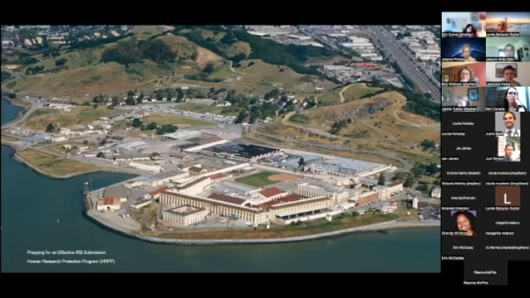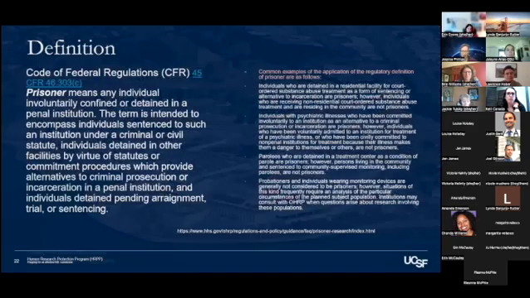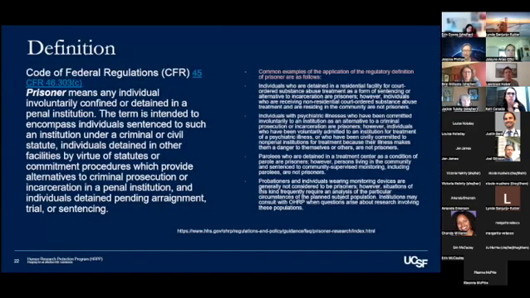So this is our local prison, San Quentin, and some prime real estate on the San Francisco Bay. And then this is heavy. It's a lot of information in one slide, but we'll go over it in a little more detail, so that way you have it and the link to find it. Prisoner means any individual voluntarily confined or detained in a penal institution. There's more to it than that.